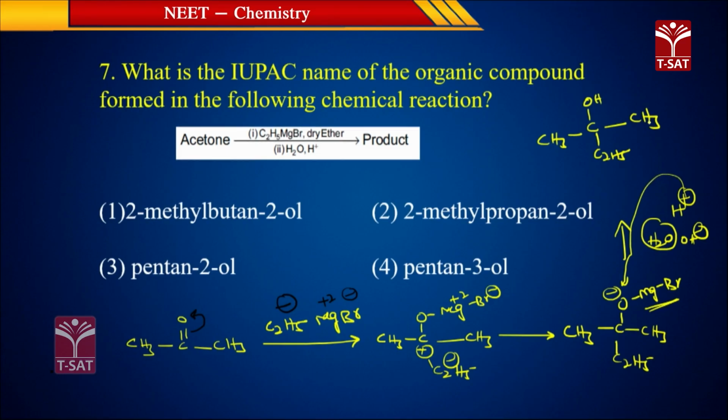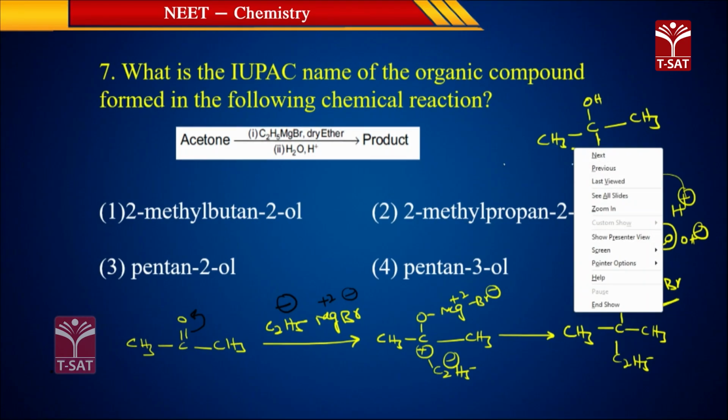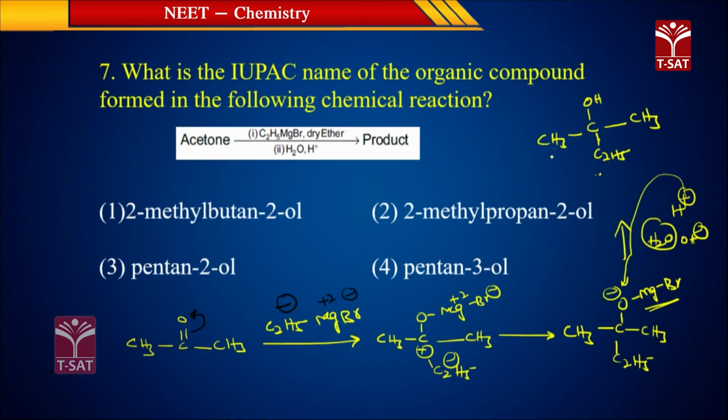Okay. So what is the correct option over there? This is butanol. With a methyl at position 2 and the alcohol at position 2. 2-methylbutan-2-ol is the correct answer. 2-methylbutan-2-ol is the correct answer.